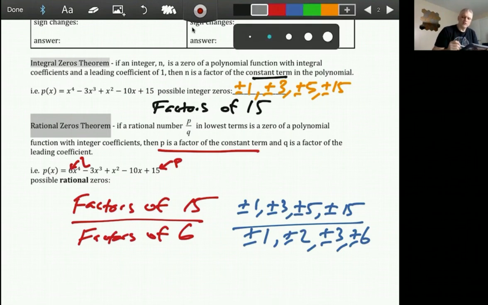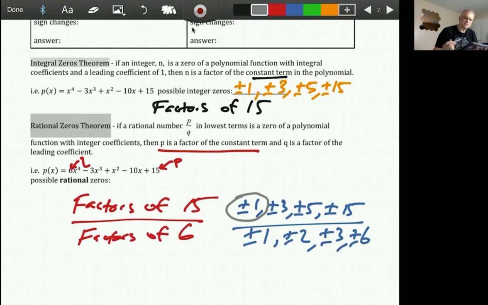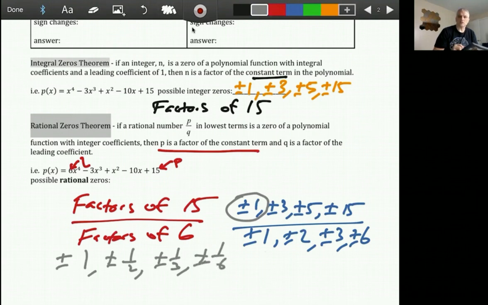So now, all the different combinations here. Let's start when 1 is my numerator. We got 1 over 1, 1 over 2, 1 over 3, and 1 over 6. Positive and negative. So possible options there: plus or minus 1 over 1, 1 over 2, 1 over 3, 1 over 6. So there's 8 options right there.